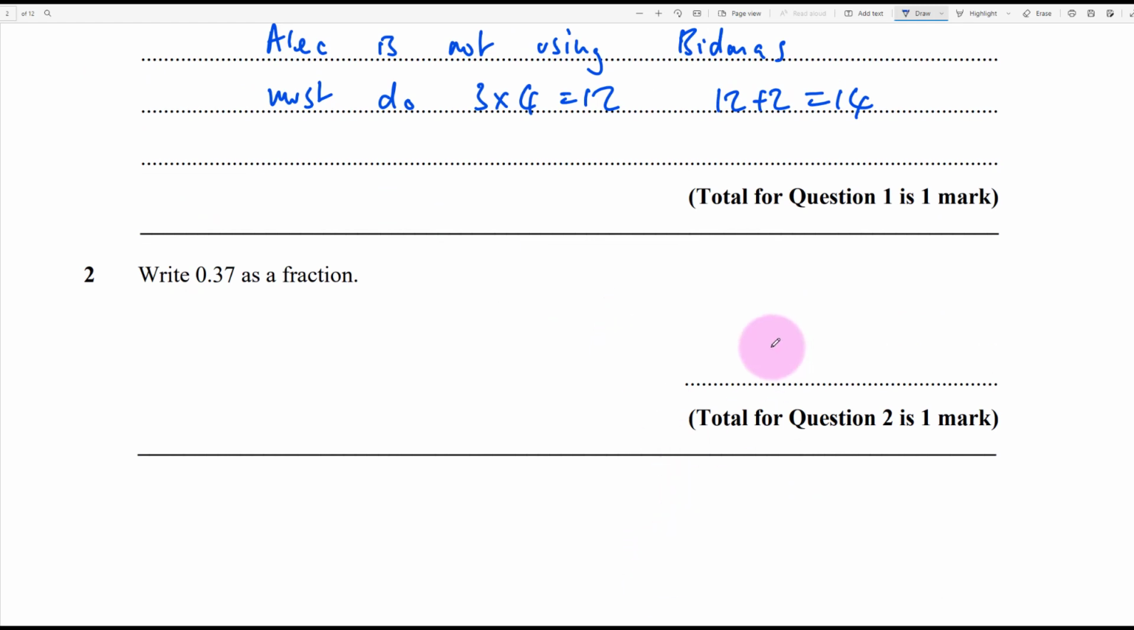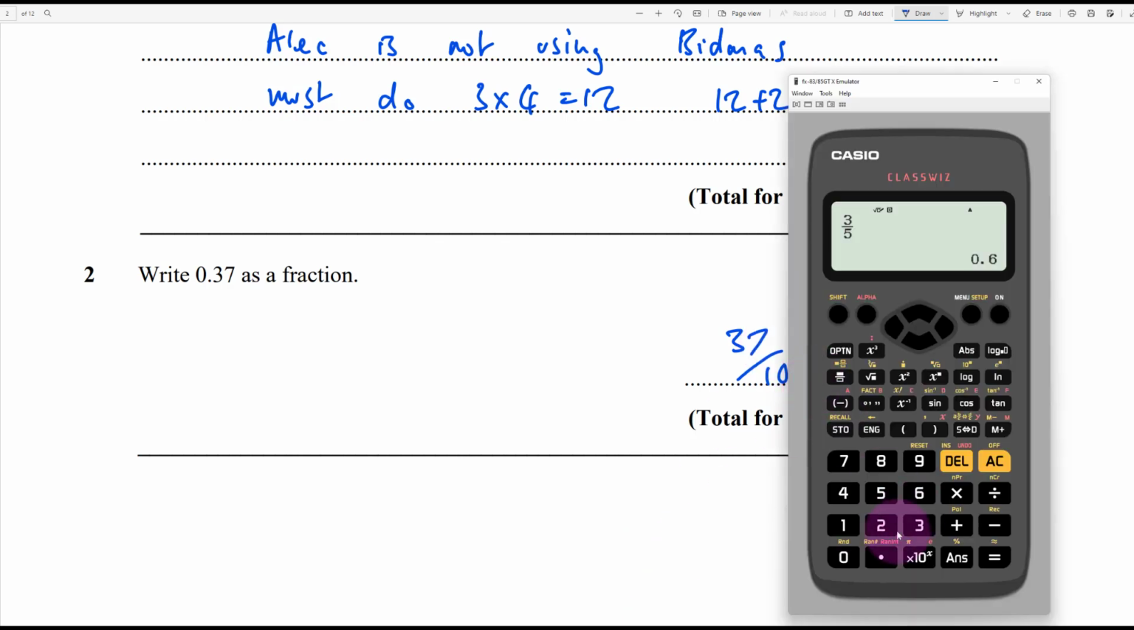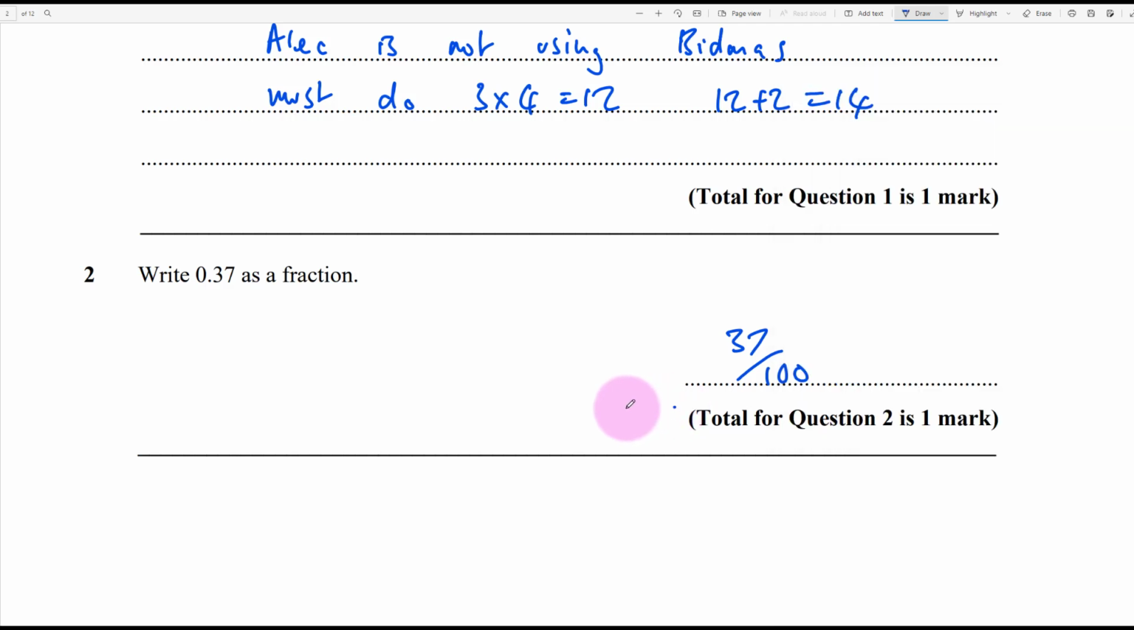Right, 0.37 as a fraction. Now, you should know that's 37 over 100. Remember, calculator paper. Let's see what happens if I write 0.37 and press S-D. Oh look, lovely. It gives you the answer. Correct.